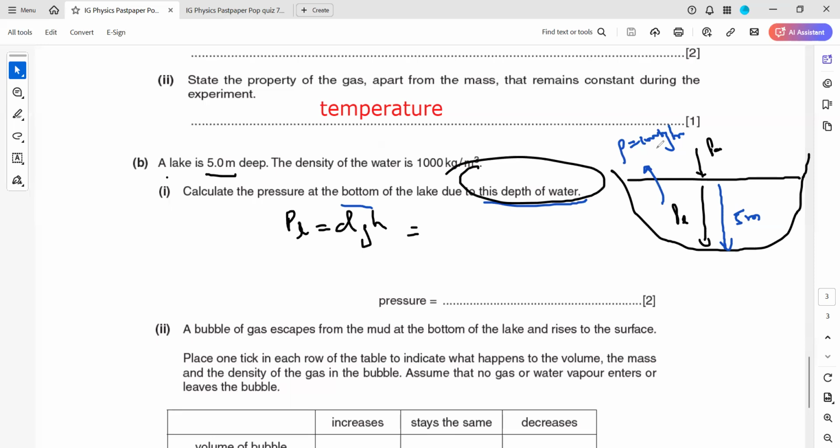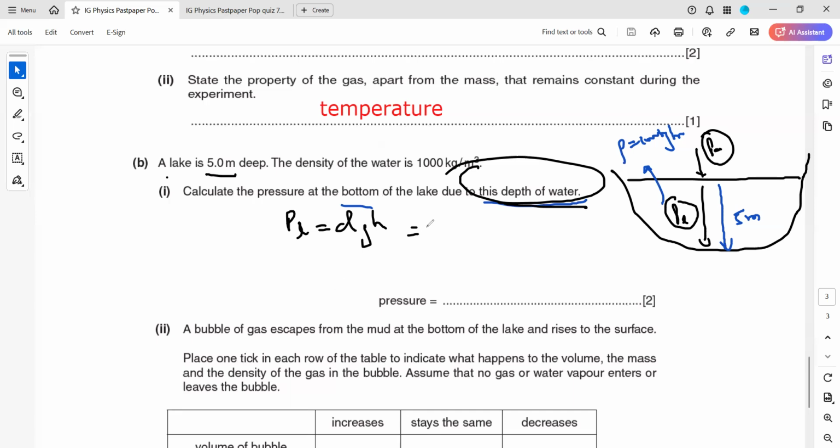The same question could be asked by giving you the atmospheric pressure as well, and they will ask to find the total pressure. If they ask to find the total pressure, it will be the liquid pressure plus the atmospheric pressure, then add. But in this case, they mention: calculate the pressure at the bottom of the lake due to this depth of water. They did not say total pressure. And another hint is that they will provide you the atmospheric pressure. You're not supposed to memorize the value.